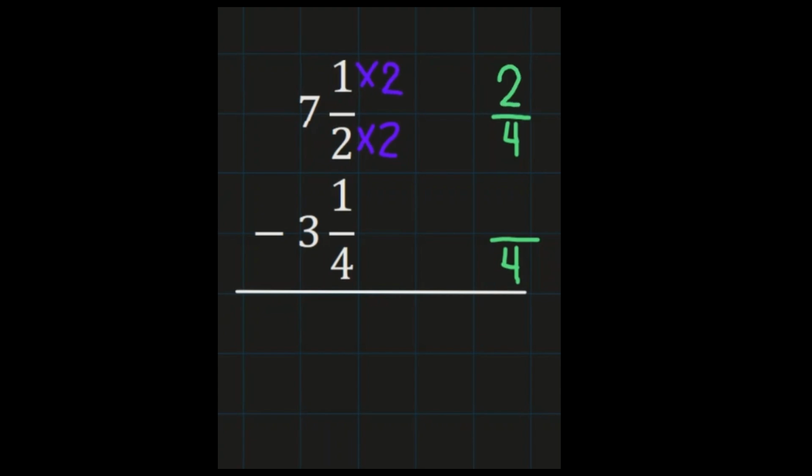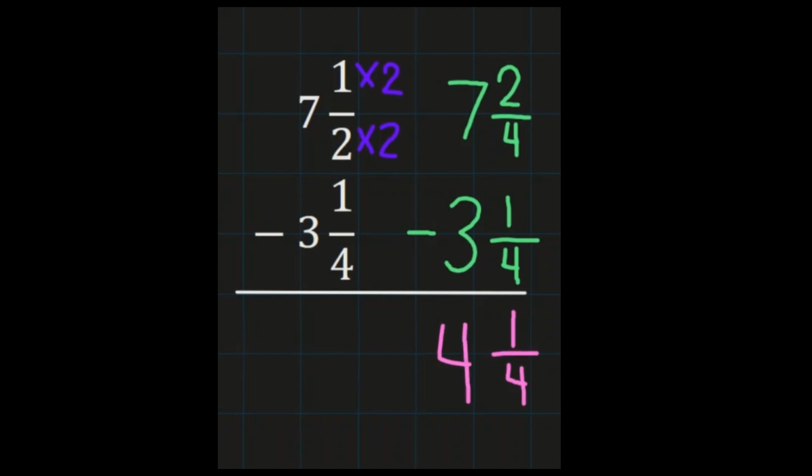And I'm going to bring my whole number 7 over just so it's set up in the right place in my problem. 1/4 is already in fourths, so I don't need to do anything here but bring over my whole number. And remember, this time we're subtracting. We have a common denominator, so we just need to subtract our numerators. 2 minus 1 is 1. My denominator of 4 remains the same, and then I subtract my whole numbers. 7 minus 3 is 4. I can't simplify 1/4, so 7 1/2 minus 3 1/4 equals 4 1/4.